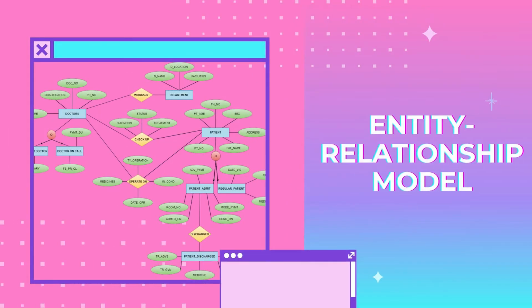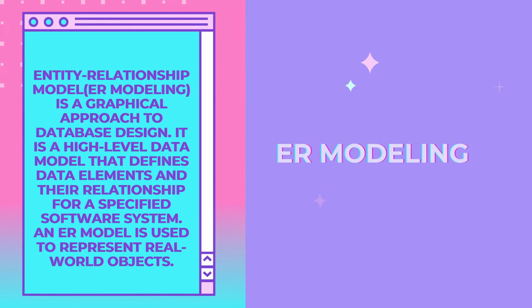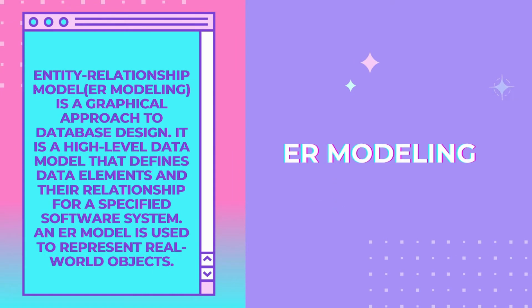This video will help and teach you about the Entity Relationship Model. Entity Relationship (ER) modeling is a graphical approach to database design. It is a high-level data model that defines data elements and their relationship for a specified software system. An ER model is used to represent real-world objects.